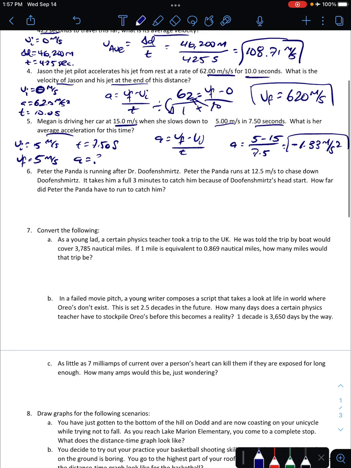Peter the Panda is running after Dr. Doofenshmirtz. Peter the Panda runs at 12.5 meters per second to chase down Doofenshmirtz. It takes him a full 3 minutes to catch him because he has a head start. How far, so that's distance, did Peter the Panda have to run to catch him?